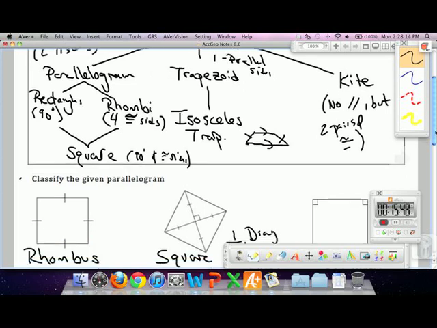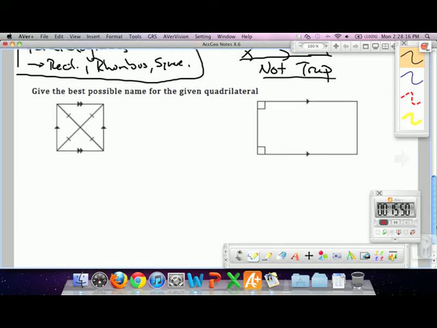Well, think to yourself, folks, let's go back to your properties. What makes a rectangle a rectangle? What are some things you should look for to see if it's a rectangle? Tracy? Congruent diagonals. Does it have congruent diagonals? Yes. Therefore, we can write the rectangle.